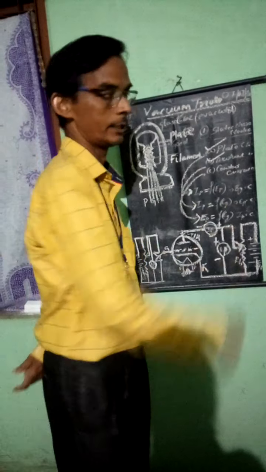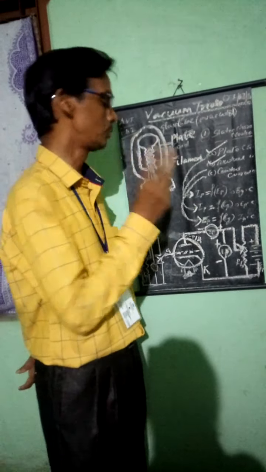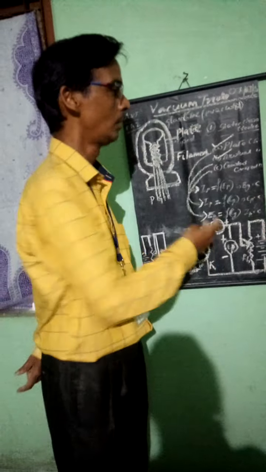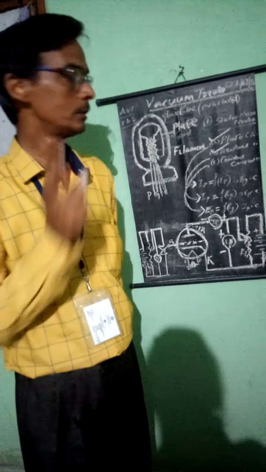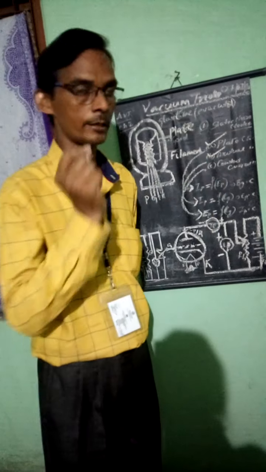Remember, three cases we are getting. The static characteristics are classified into three categories with respect to the operating of the vacuum triode. One is called plate characteristics. Second is called the mutual characteristics. Third is called the constant current characteristics.